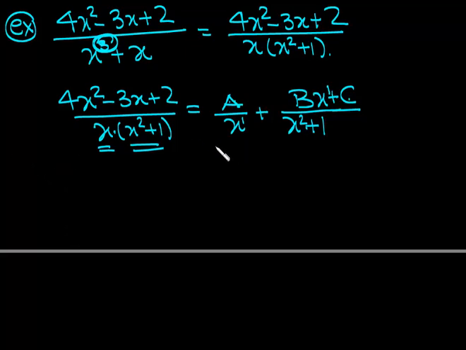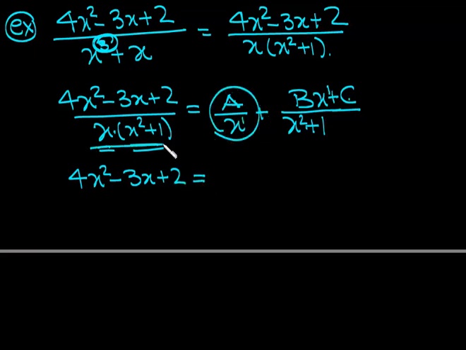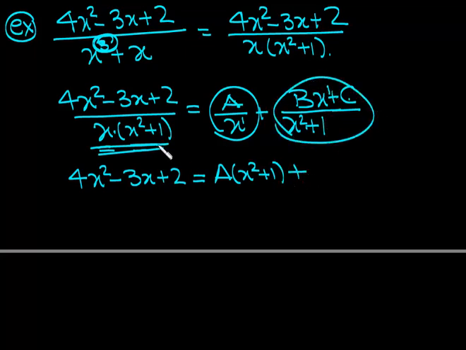So we multiply everything by the common denominator to get rid of the fractions, so we can find a, b, and c. On the left we get 4x squared minus 3x plus 2. On the right, if you multiply this fraction by this, the x's will cancel, so you get a times x squared plus 1, plus, when you multiply this fraction by this, the x squared plus 1's will cancel, so you'll get bx plus c times x.